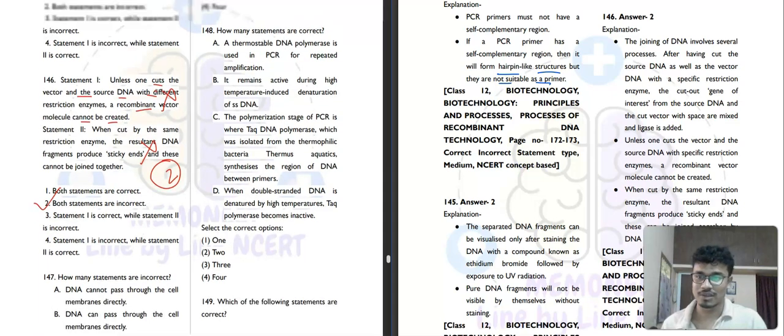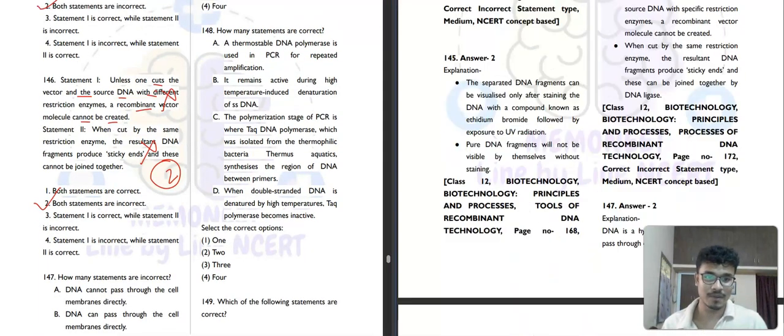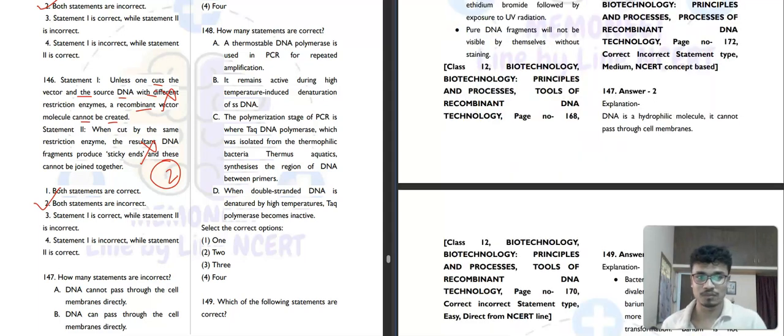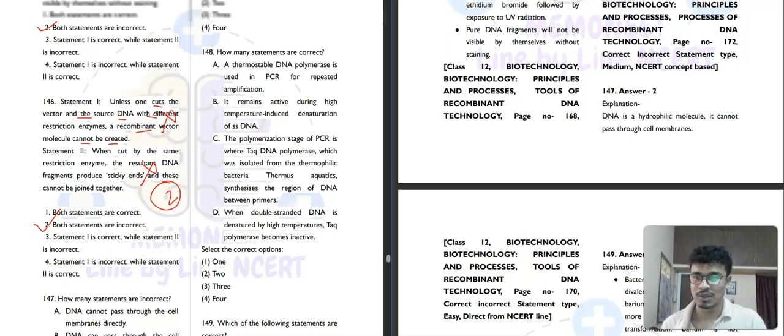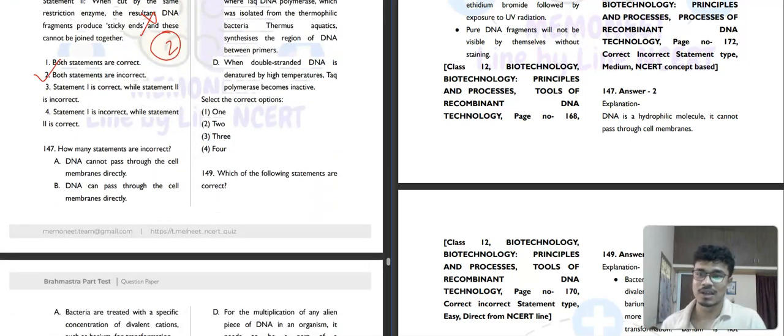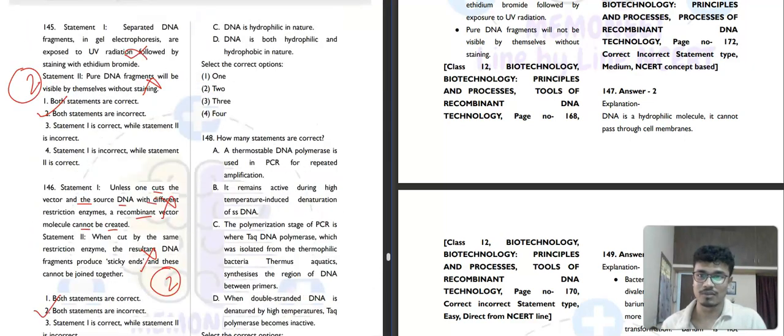And question number 147. How many statements are incorrect? It is saying that DNA cannot pass through the cell membrane directly, correct? DNA can pass through the cell membrane directly. So statements are incorrect. Okay. So it cannot pass through all membranes. So DNA can pass through all membranes directly. So this is not correct. Because DNA is a hydrophilic molecule. Then DNA is hydrophilic in nature, correct? DNA is both hydrophilic and hydrophobic in nature. So this is also not correct. So second option is our correct answer.